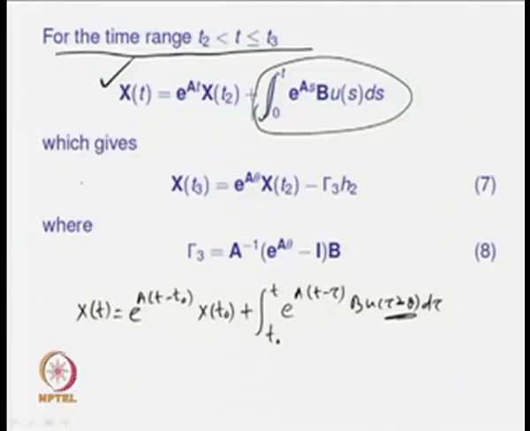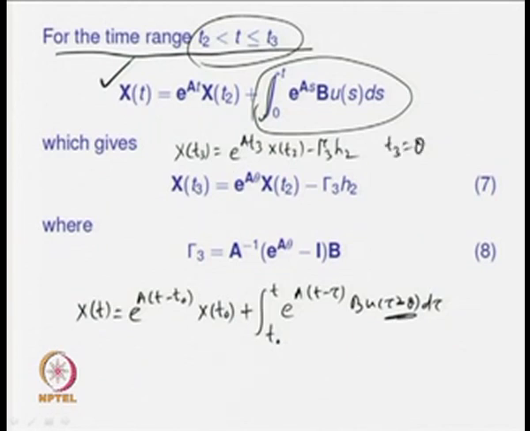So, for this time range, the solution of the state equation gives us x t 3 is equal to e to the power a t 3 x t 2, then I will get minus gamma 3 h 2. So, when t 3 is substituted now, what is t 3 for us? t 3 is equal to theta.